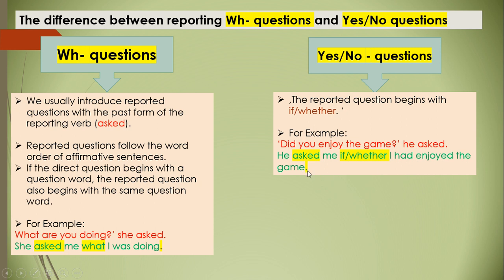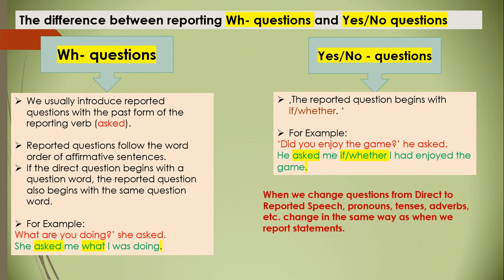So remember, here is a full stop. This is a question mark, so I change it to a full stop. So he asked me if or whether I had enjoyed the game. After if or whether comes a regular affirmative sentence, meaning a subject, verb, object. So I had enjoyed. Why did I say I had enjoyed? Because the verb here is in the past simple and we change the past simple to past perfect.